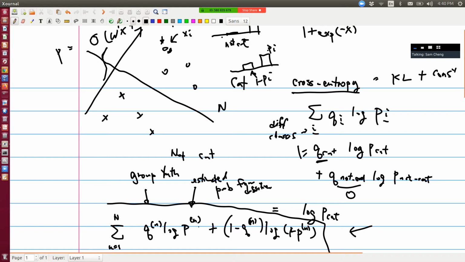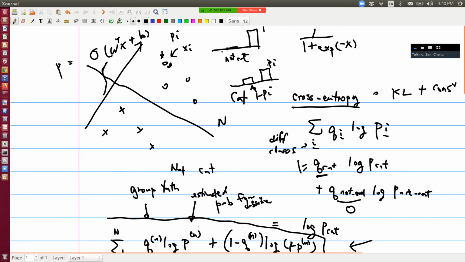Any other question? What is the ground truth? The ground truth will be, because this is the training data, right? Here we are looking into training first. This is supervised learning, so you know for each sample whether it's a cat or not.